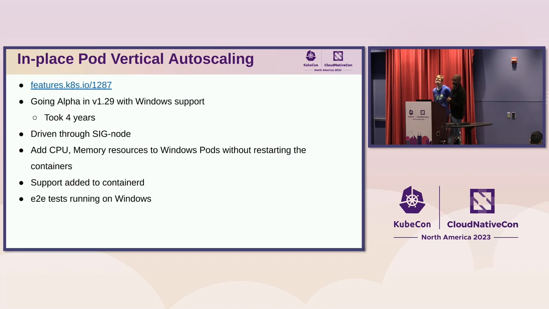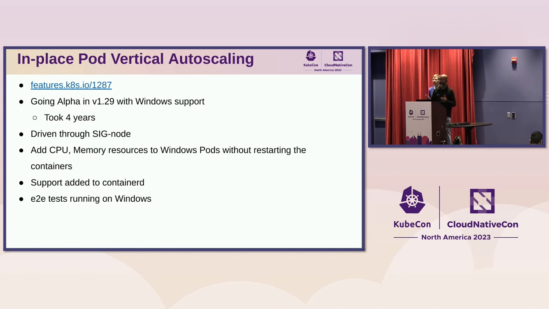So the next feature that we would like to talk about is in-place pod vertical autoscaling. This is a feature that is going alpha with Windows support in 129. As you folks can see, it's been a long journey. It took around 4 years from inception to the implementation being committed and checked in.